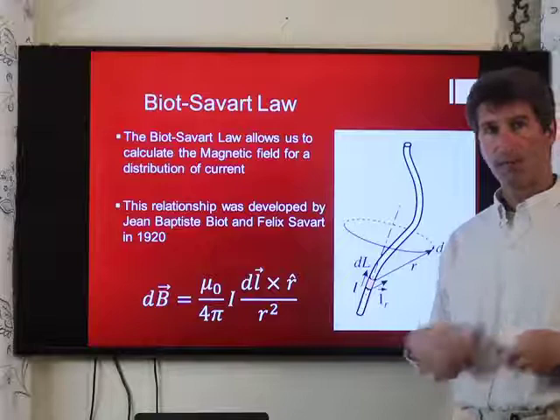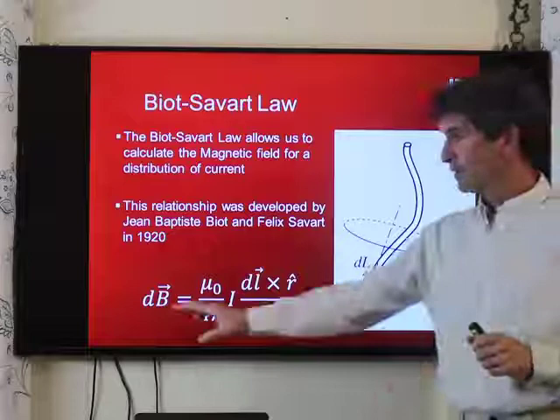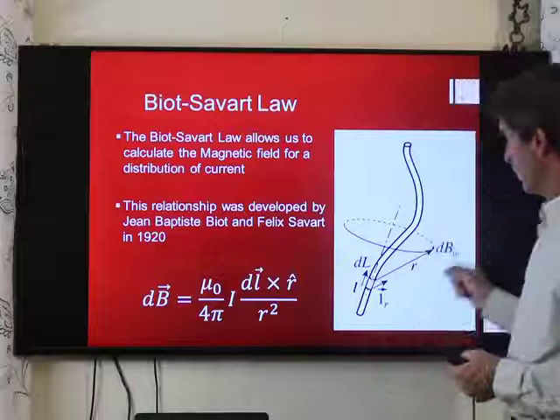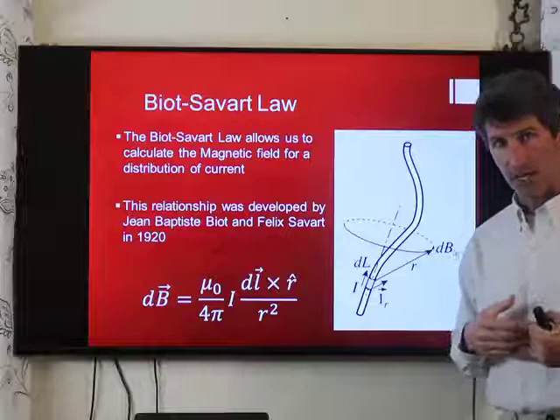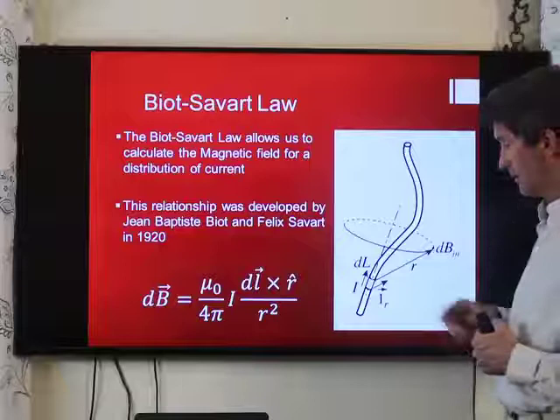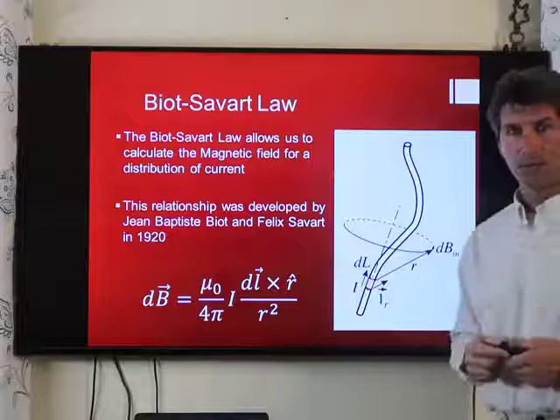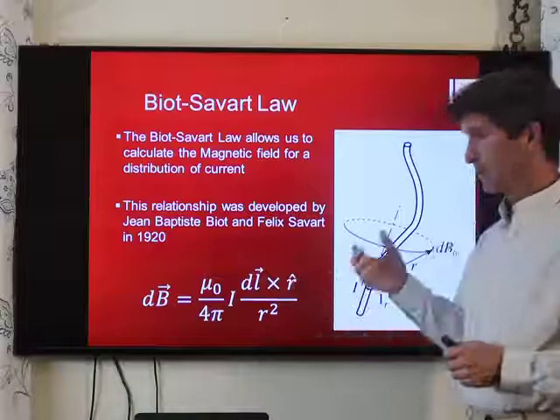But looking at this, dB represents an infinitesimal amount of magnetic field, or the magnetic field contribution due to an infinitesimal length of wire. So really, if I'm calculating the total magnetic field at this location, I have to add up all the little dBs at that particular place due to each infinitesimal length of wire as we put them all together. So we're going to have to actually integrate this whole expression to calculate the magnetic field.